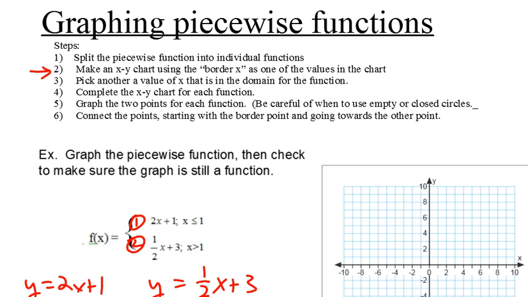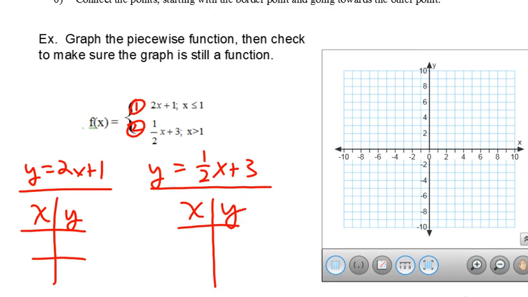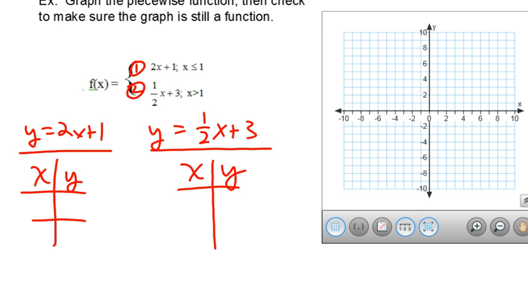Now, the first x I pick has to be what I call the border x. I have to take this piece all the way to where it should stop. Well, in this case, it says the x has to stop at 1. So I'm going to plug a 1 in for x. Well, doing the math, if I plug this 1 in for this x right here, does it make sense that I'm going to get 3 for y? If you need to stop and do that on your own, do that. Well, now I need another point.